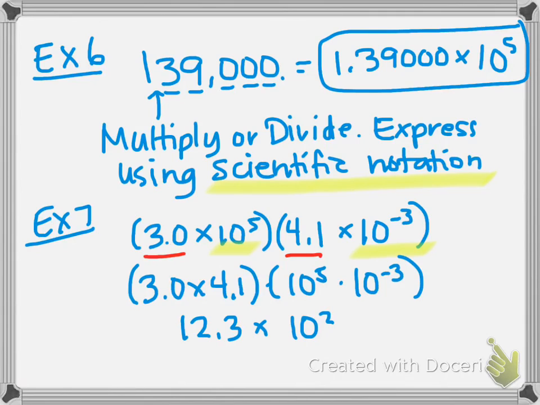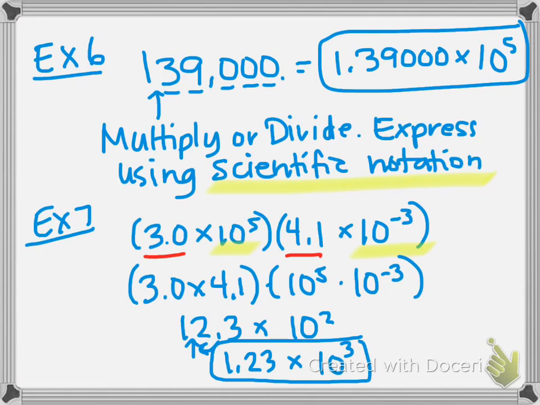However, that's not scientific notation because the decimal point has to be between the first two regular numbers, so it really needs to be right here. So that's 1.23 times 10 to the, and because it had to move to the left one space, we're going to have to compensate by moving the 2 to the right to the 3rd power. So 1.23 times 10 to the 3rd.